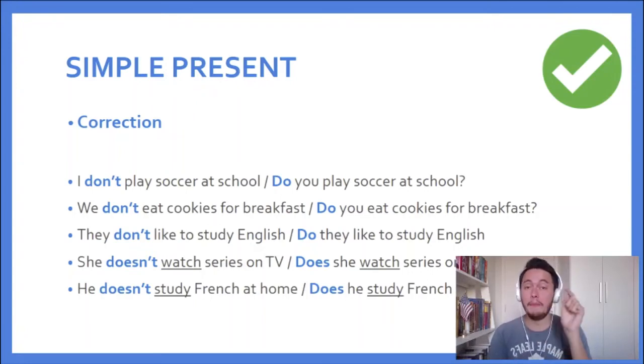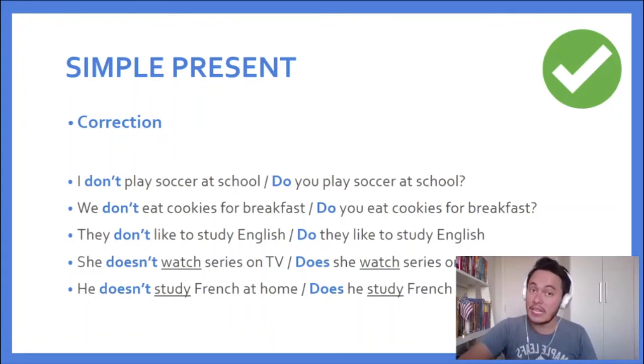Now take a look. I put doesn't because it's she, and the verb goes to the base. She doesn't watch. Same thing is for the interrogative. Does she watch series on TV? And finally, he doesn't study French at home. In the interrogative, does he study French at home? All right. So I hope you got everything correct. Let's go to our final slide.